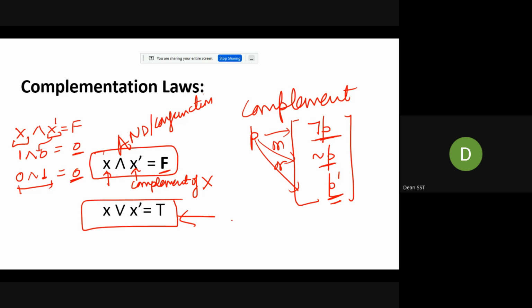In a similar way, in the complementary law, x or x bar is equal to true. X is 0 or x bar is 1. True means 1. If we take x as 1 or 0, so 1 or 0 again will give 1.